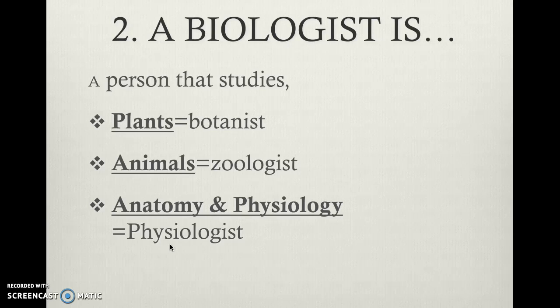Number 2, a biologist is a person that studies plants, studies animals, and also studies anatomy and physiology. This is called a physiologist, which is someone that would study the characteristics of living organisms and how they relate together. It could be someone that cares about health, more like a doctor kind of job.